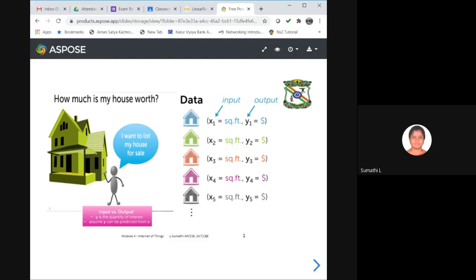As of now you understand the data is nothing but, as we already saw, the values you give for the variables, right? That is what we saw in the previous class. So here you have two variables, x1 and y1. The x represents the input and y represents your output. Your x is the square feet of the house, and y is the price in terms of dollars, right?